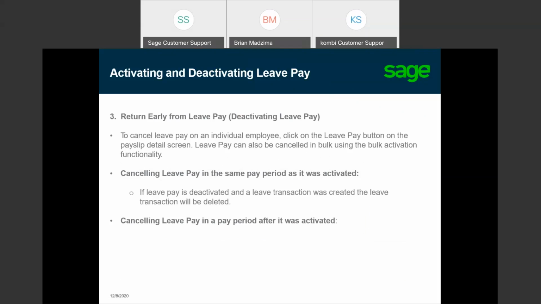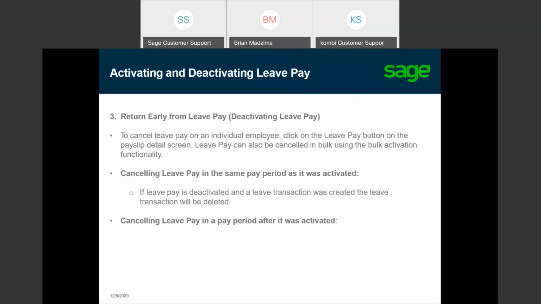Cancelling leave pay in the same pay period as it was activated. If you deactivate it in the very same period that you activated it, then the leave transactions that were created will be deleted.